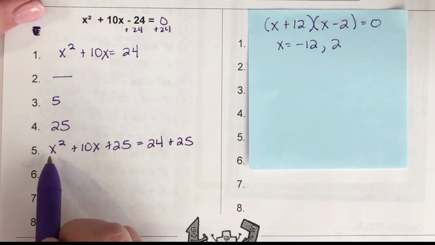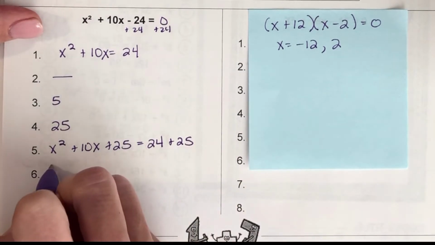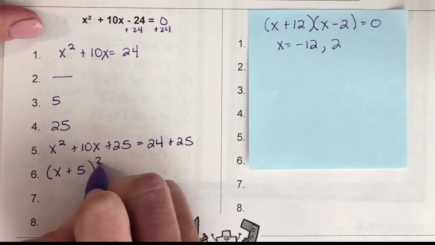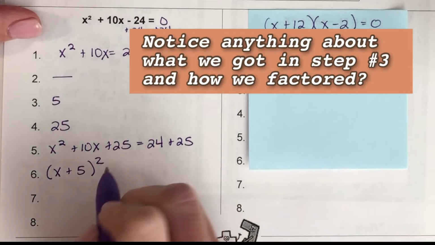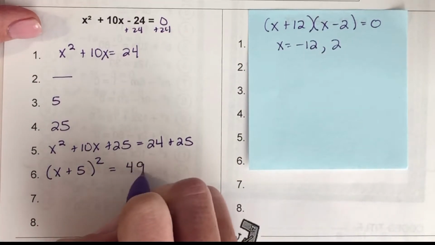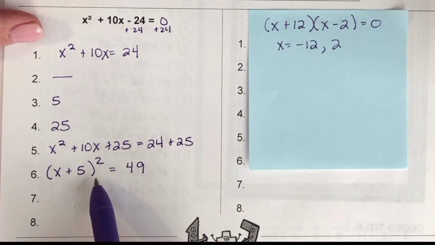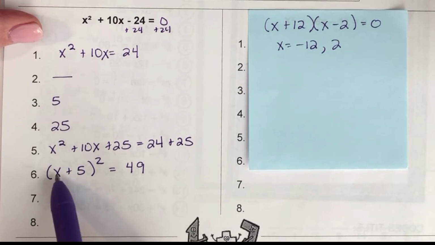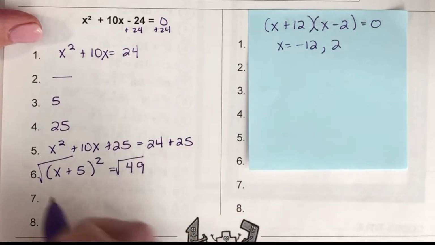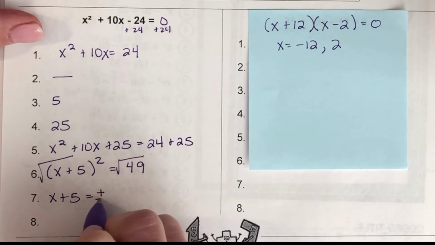Step number 6, I noticed that on the left side, this is going to factor out to be a perfect square. When I factor, this is going to turn out to be x plus 5 times x plus 5, which I'll just write as x plus 5 squared. And I'm going to go ahead and simplify my right side. 24 plus 25 is 49. And right now I'm going, oh, that's also a perfect square. Step 7, now I want to simplify this because my goal is still to get x by itself. X equals something. So I'm going to take the square root of both sides. And I'm going to end up with x plus 5 equals, the square root of 49 is 7, but it has to be the positive and negative 7.